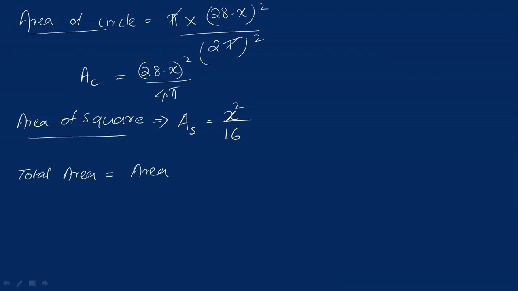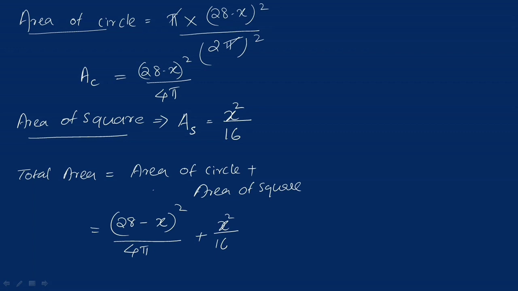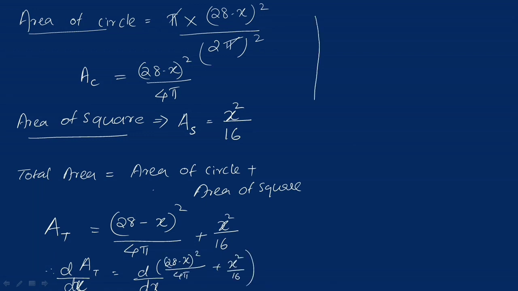Now the total area, that is area of the circle plus area of the square, is (28 minus x) whole square by 4 pi plus x square by 16. Let the total area be A. Then what is dA by dx? That is d by dx of (28 minus x) whole square by 4 pi plus x square by 16.